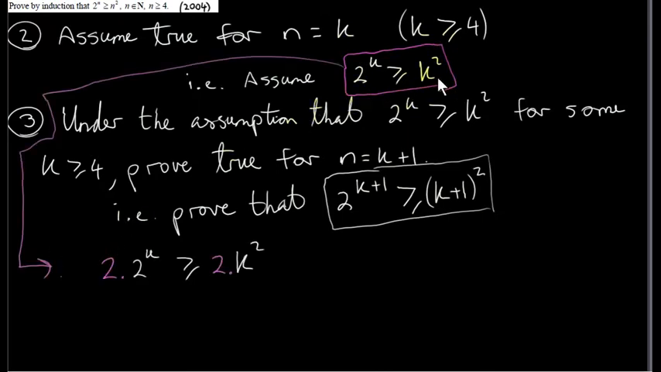So we start with our assumption statement and multiply both sides by 2. If we multiply the left hand side by 2, we get 2 to the power of k plus 1. We have 2 to the power of 1 times 2 to the k, we just add the powers, and multiplying the right hand side by 2 just gives us 2k squared. We're multiplying both sides by a positive number, so the inequality remains greater than or equal to. It doesn't change direction. Now the reason we did that is because the left hand side of what we're trying to prove is 2 to the power of k plus 1.